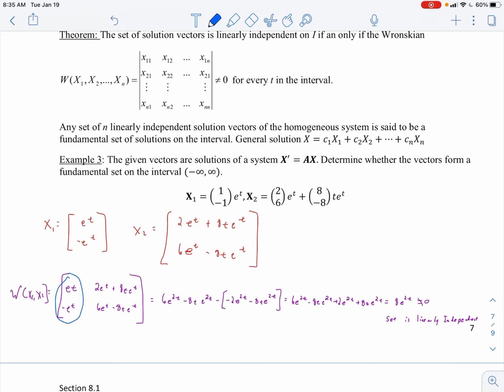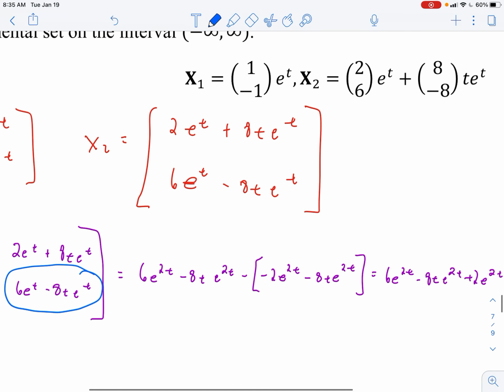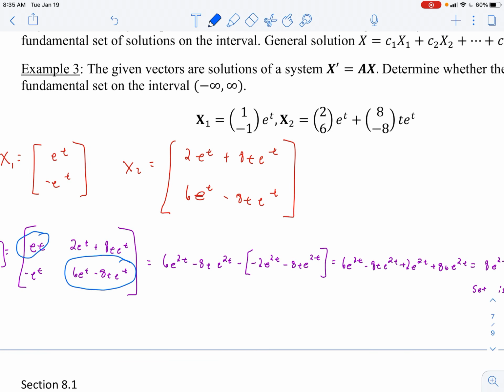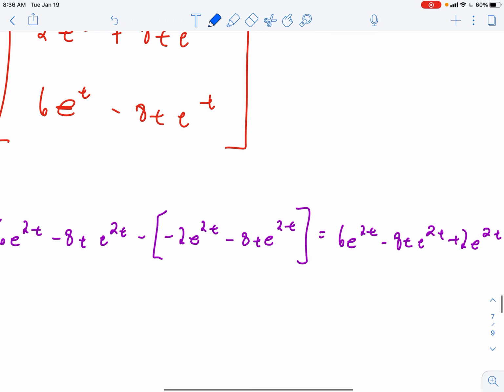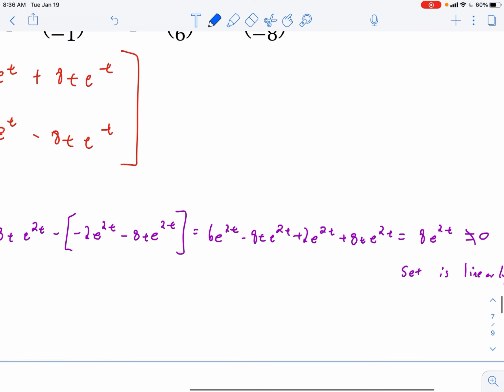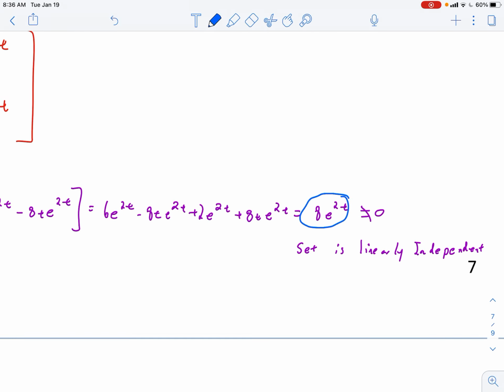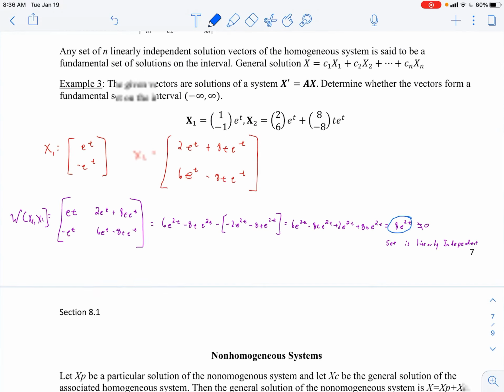Now I'm going to take the Wronskian and multiply e to the t times 6 e to the t minus 8t e to the t, and we get 6 e to the 2t minus 8t e to the 2t. Then we're going to take the other two. Remember, we're going to subtract the second part: 2e to the t plus 8t e to the t times negative e to the t, which is negative 2e to the 2t minus 8t e to the 2t. Don't forget to distribute that minus sign. When we do that, we get 8e to the 2t, which is not equal to 0, so the set is linearly independent.